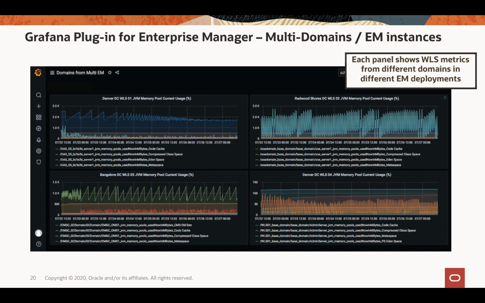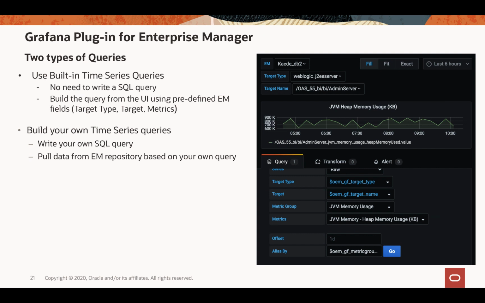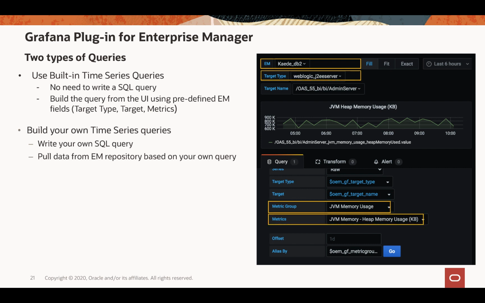But you may want to create your own custom dashboard using Enterprise Manager metric data. How can that be done? Actually, building your own dashboard is easy in Grafana. So once you enable the EM plugin, the metric data is already populated in your panel. You can simply browse through the UI and select the target type, metric group, and metric, which show up in the same way you see in Enterprise Manager.